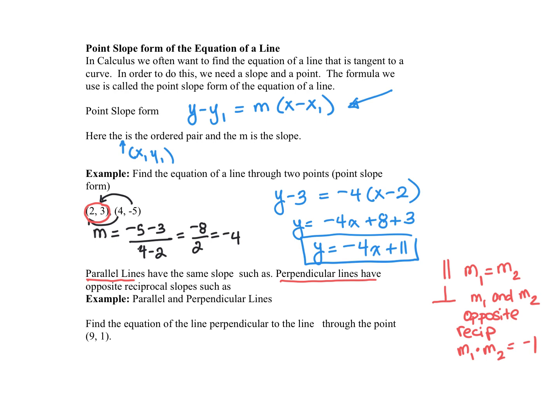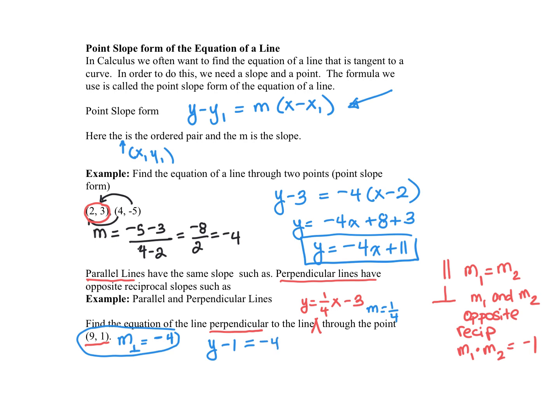So we want to find the equation of the line perpendicular to the line y equals 1/4 x minus 3. So we want to be perpendicular to that line through the point (9, 1). So the slope of this line here is 1/4, so our perpendicular slope would have to be -4/1, so -4.